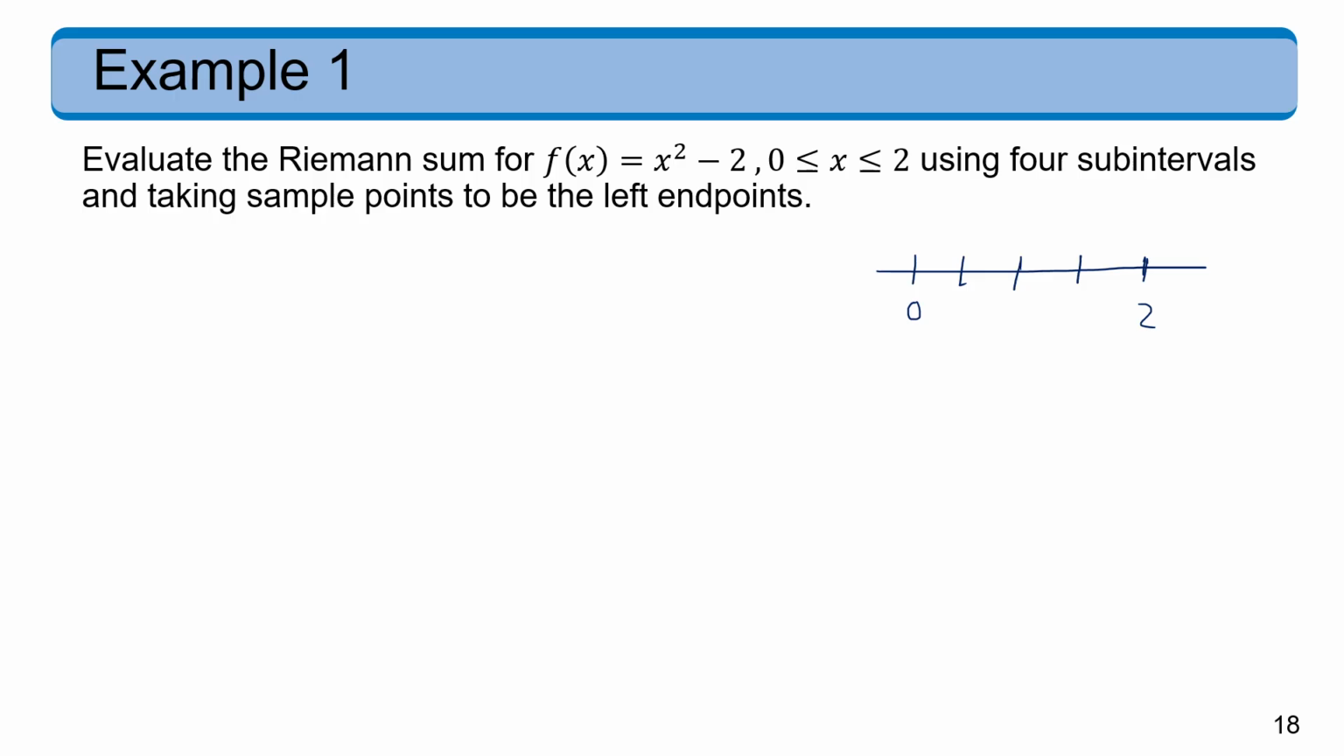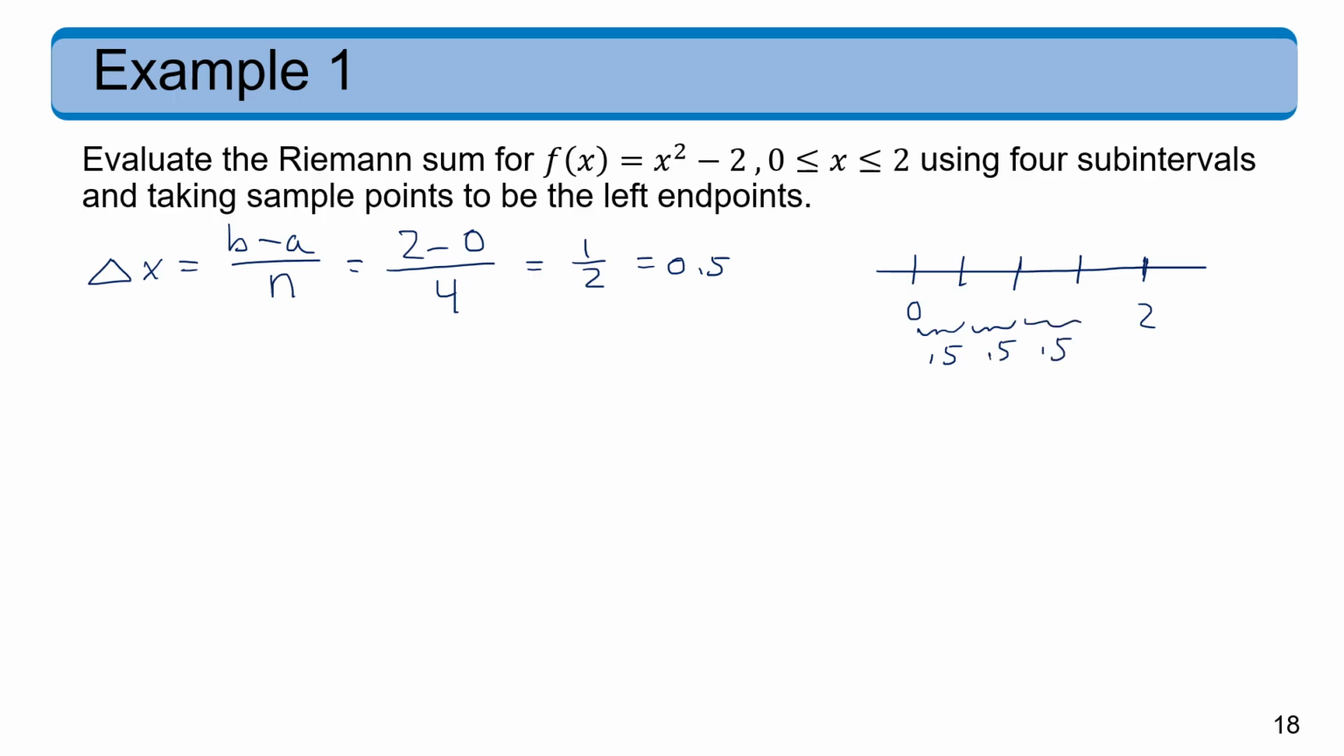Now it's pretty clear here where those marks are going to be, but as I mentioned before, if it's ever not clear, we use our delta x formula. So the formula again is b minus a divided by n. So here a is 0, b is 2, so we get 2 minus 0 over the number of subintervals, which is 4. And this simplifies to 2 over 4, which is 1/2, or 0.5 if you want to use decimals. So that tells us we're going to step 0.5 units to get from one endpoint to the other.